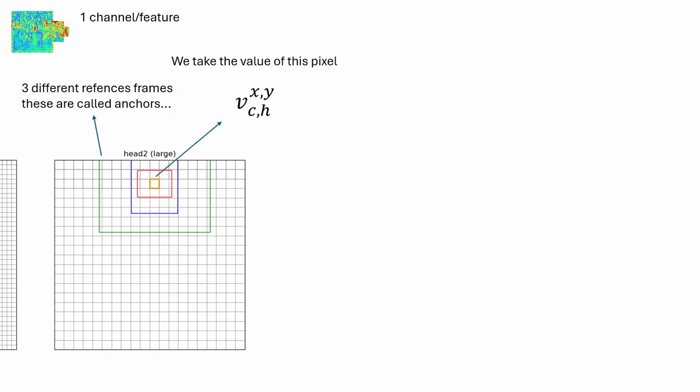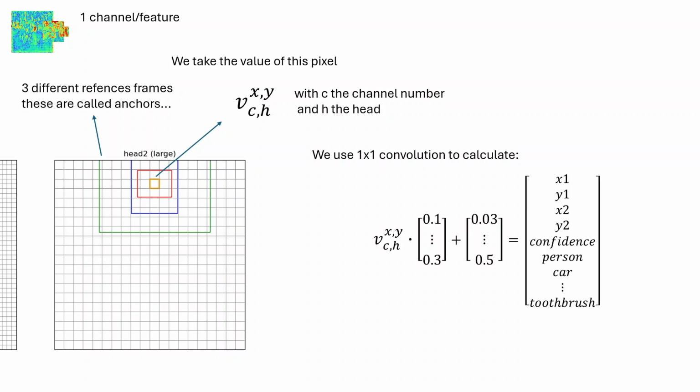Okay. So what we're going to do, we're going to take the value of this pixel, and it's dependent on the x position, on the y, but also on the channel. So which feature map are we looking at? But also on the head, right? Because we've got 3 different heads. So C is the channel number, H is the head, and we're going to use a convolution, one-on-one convolution, actually quite simple. It's basically multiplication, and it looks like this. So this is the heart of that next step.